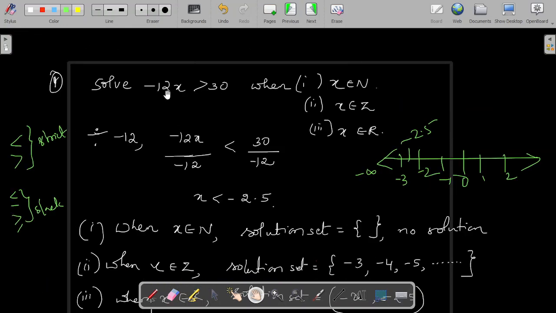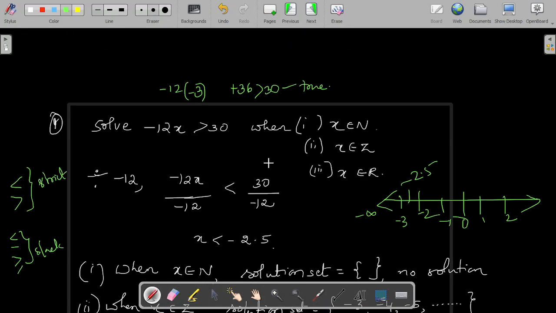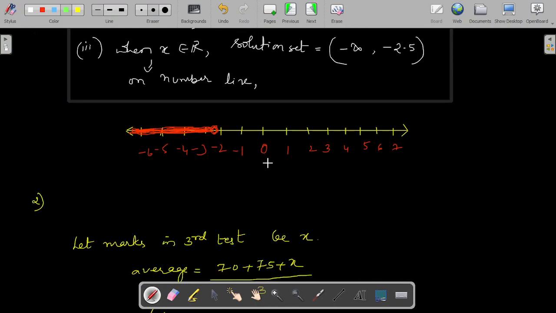Say, for example, take any number like minus 12 into minus 3, which is plus 36. Here you solve the inequality: plus 36 is greater than 30. So this is a true statement. Minus 3, minus 4, whatever values you substitute here, it makes a true statement. Hence, that is called a solution of the linear inequality.